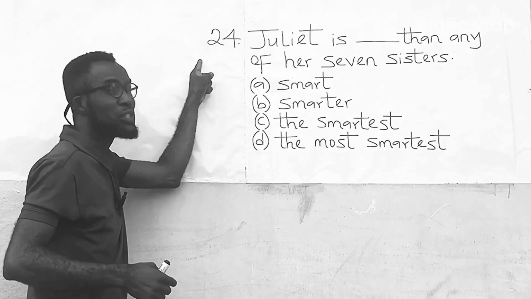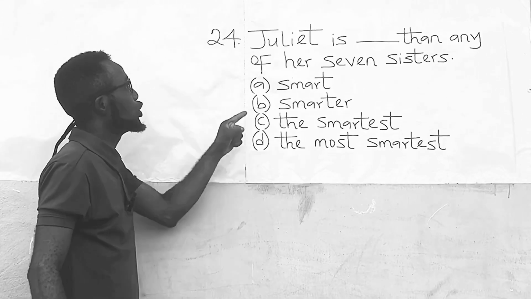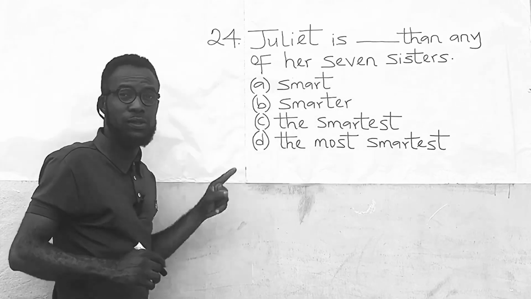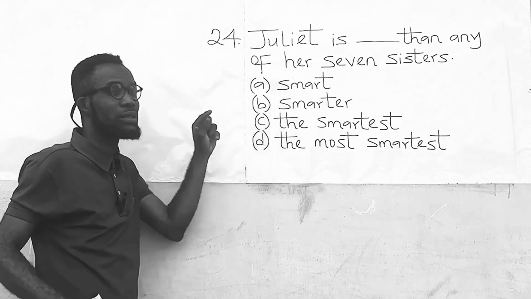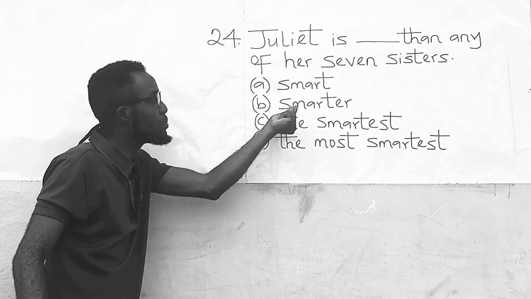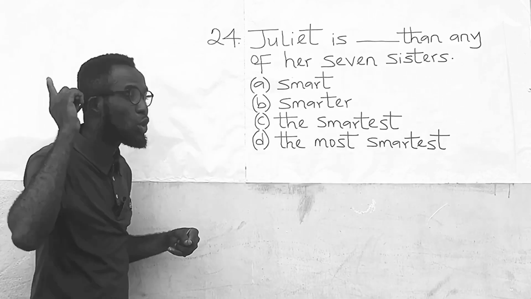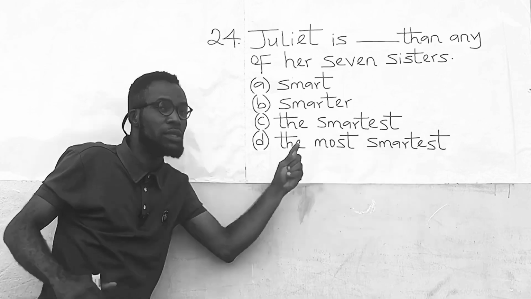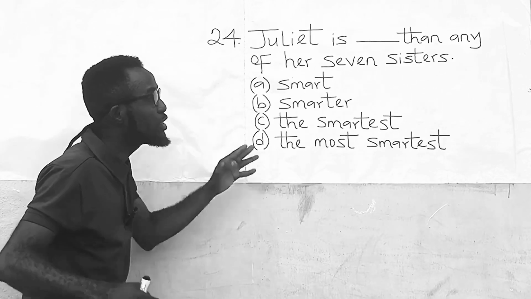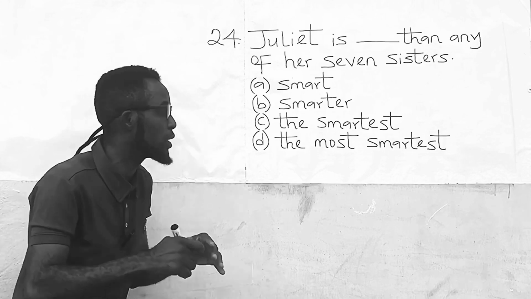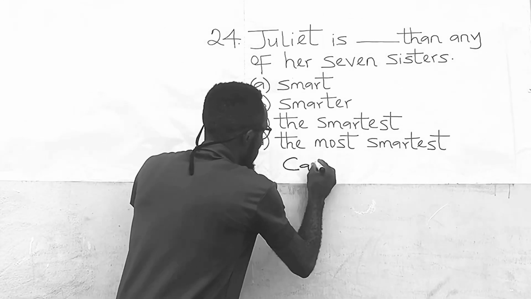Question number 24. It reads, Juliet is dash than any of her 7 sisters. Option A, smart. Option B, smarter. Option C, the smartest. And option D, the most smartest. If you look at this question, you will find out that it is from the topic categories.